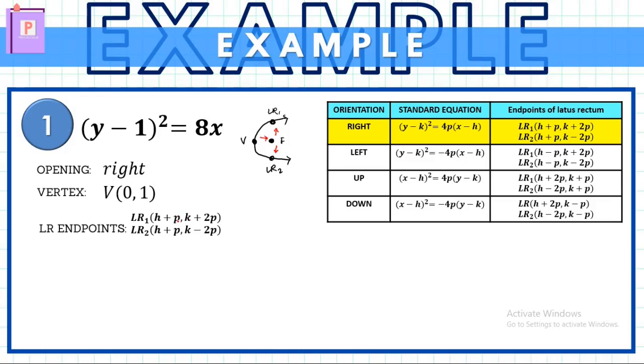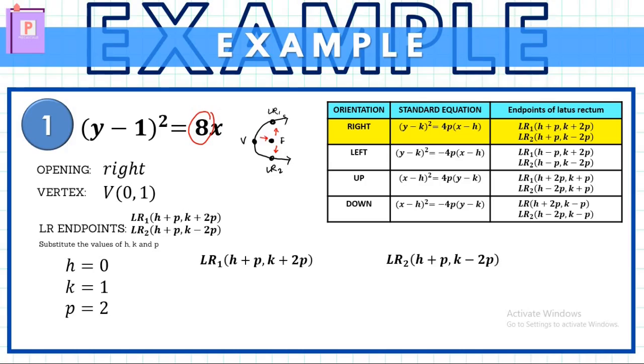Lastly, p, of course, is the number of units from V to F, and then 2p is the number of units from F to LR sub 1 and LR sub 2. Let's now identify the values of h, k, and p. h is 0, k is 1, p is 2, because 4p here is 8. Let's now substitute the values for LR sub 1 and LR sub 2.